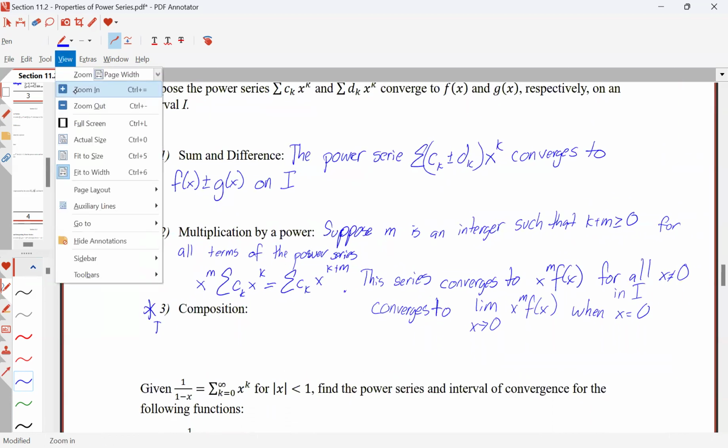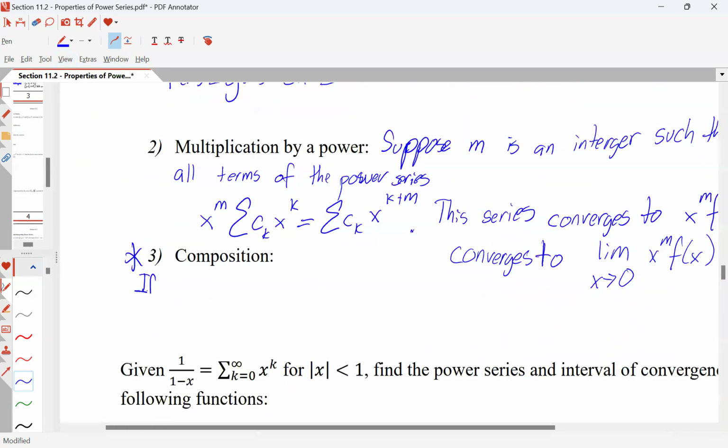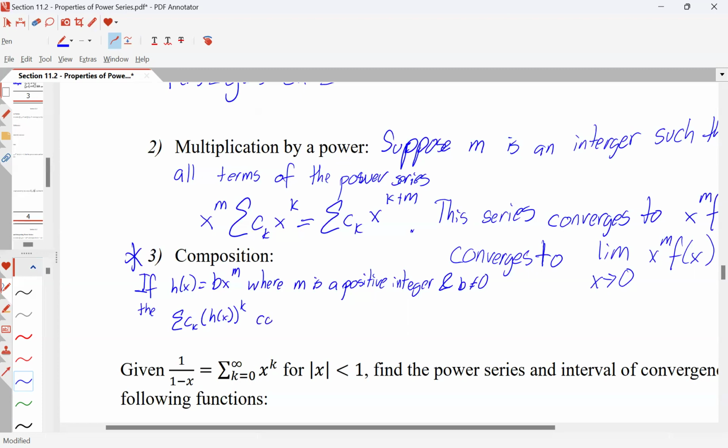if h of x equals b times x to the m, where m is a positive integer, and b is not 0, then the series c sub k h of x to the k converges to f of h of x for all x such that h of x is in I. Few things that this means.